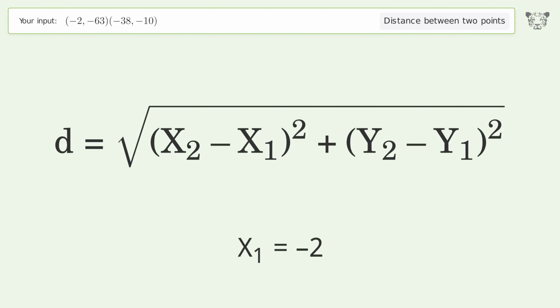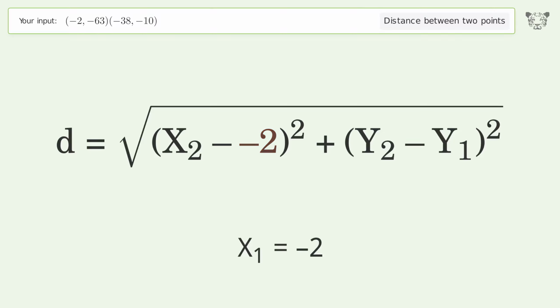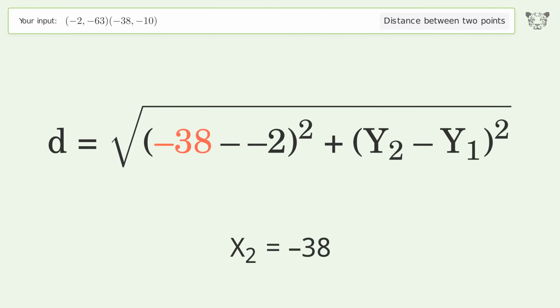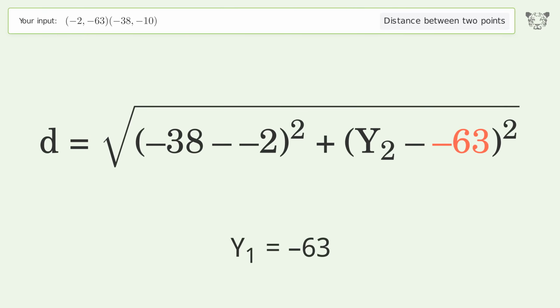x1 equals -2. x2 equals -38. y1 equals -63. y2 equals -10.